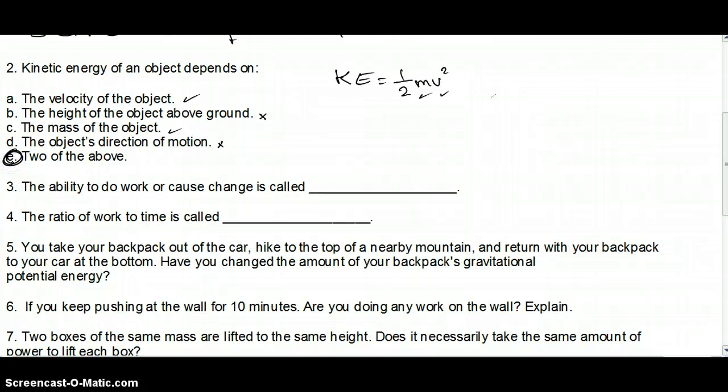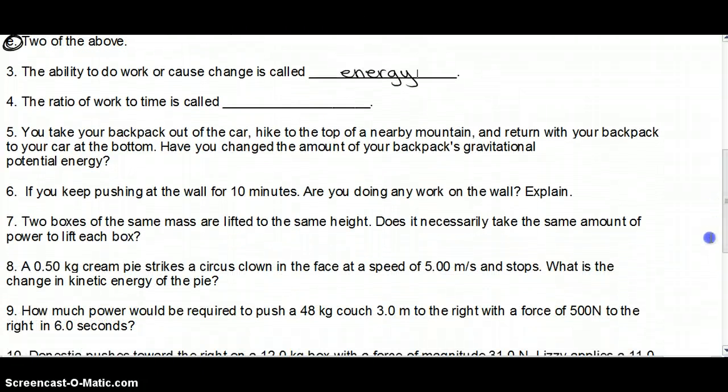The ability to do work or cause change is called energy. That was our definition that we studied in class. The ratio of work to time is called power, because power is equal to the work divided by time.